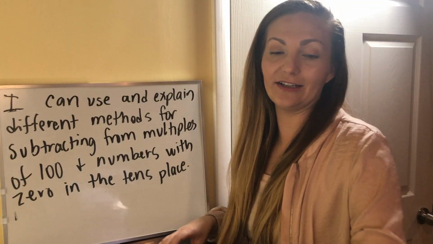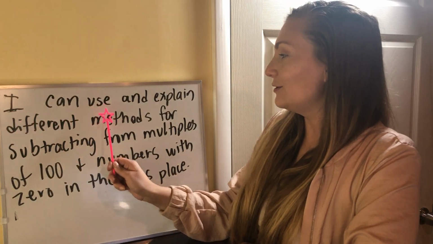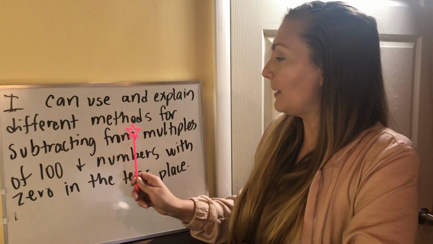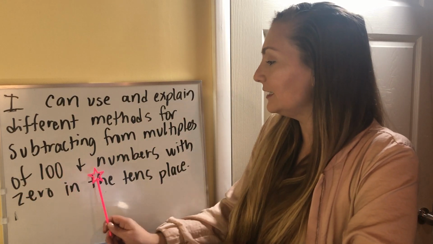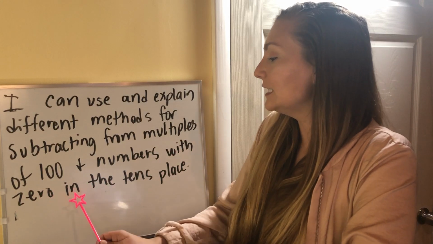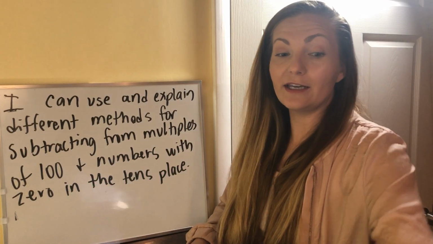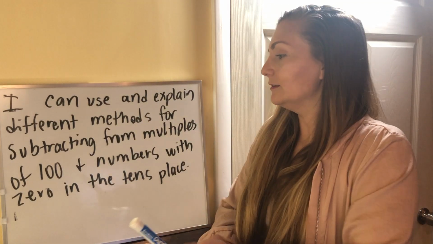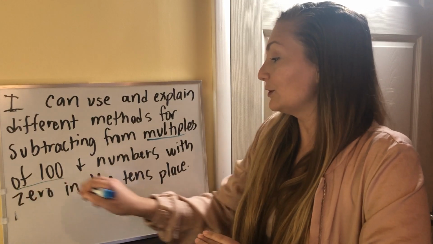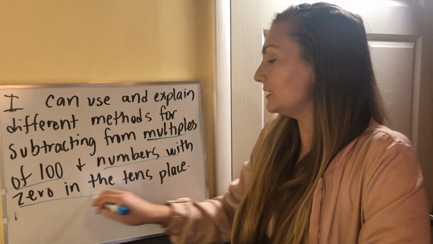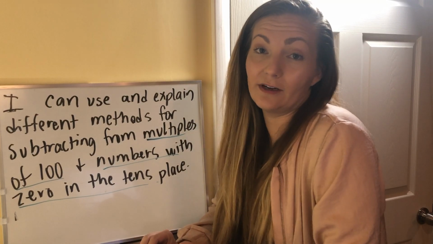Okay, so our learning target for the day, you can read with me if you can see it. I can use and explain different methods for subtracting from multiples of 100 and numbers with 0 in the tens place. So we're still talking about these same kinds of numbers. We're still talking about those multiples of 100. And we're still talking about numbers with zeros in the tens place, because those are trickier ones to subtract from.